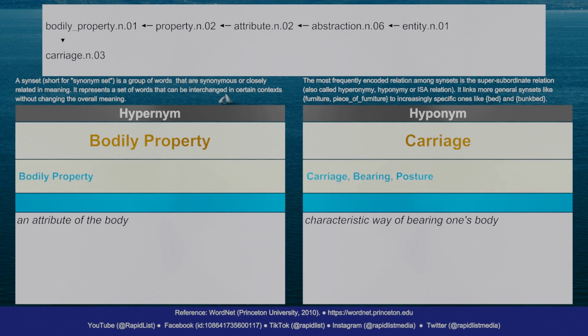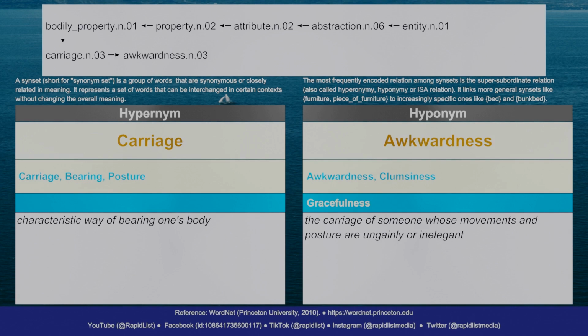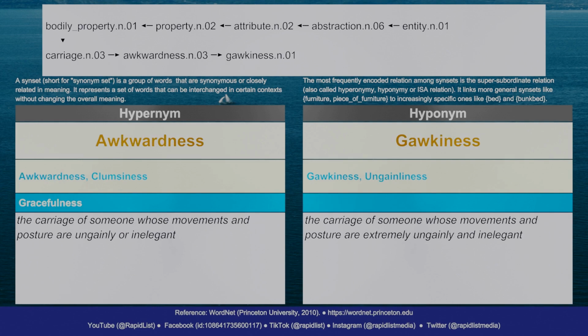Carriage. Characteristic way of bearing one's body. Stood with good posture. Awkwardness. The carriage of someone whose movements and posture are ungainly or inelegant. Gawkiness. The carriage of someone whose movements and posture are extremely ungainly and inelegant.